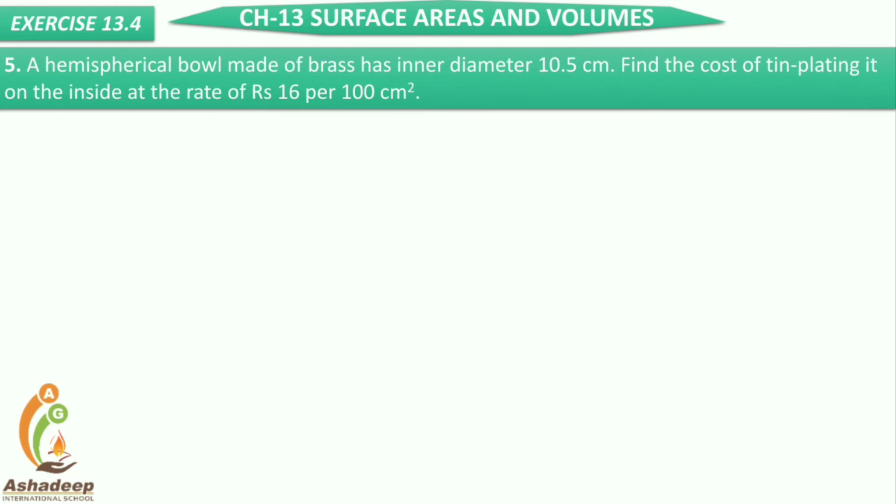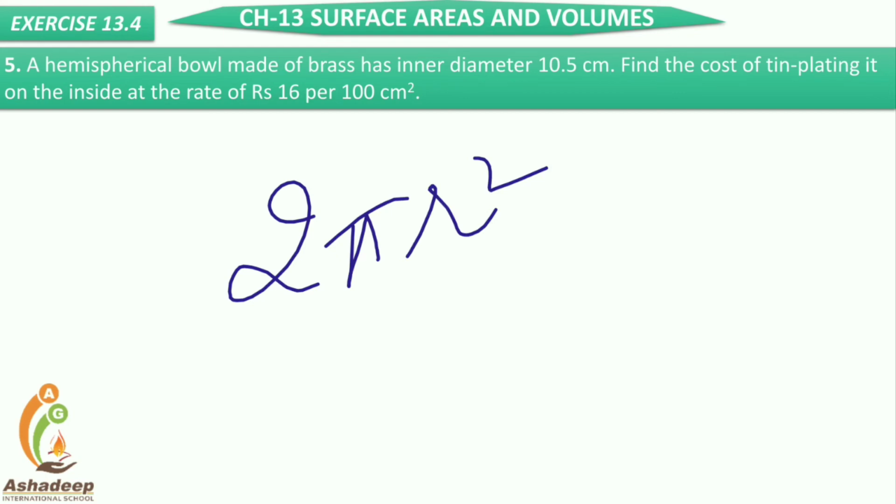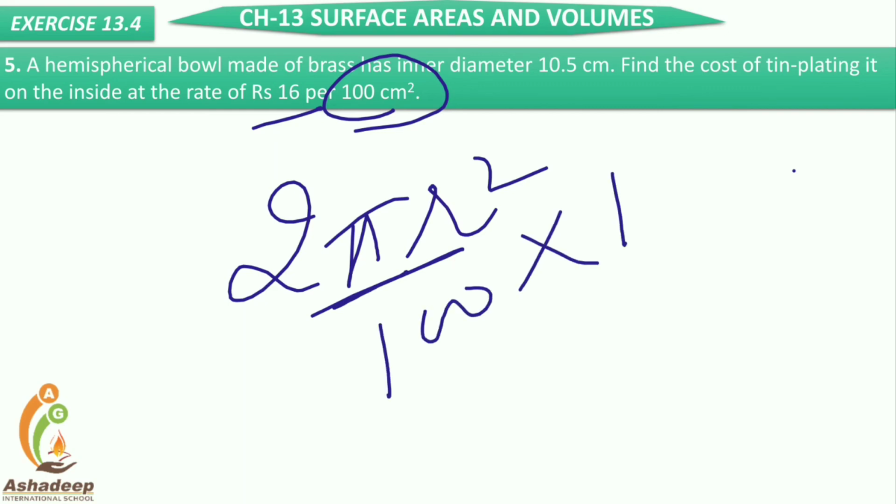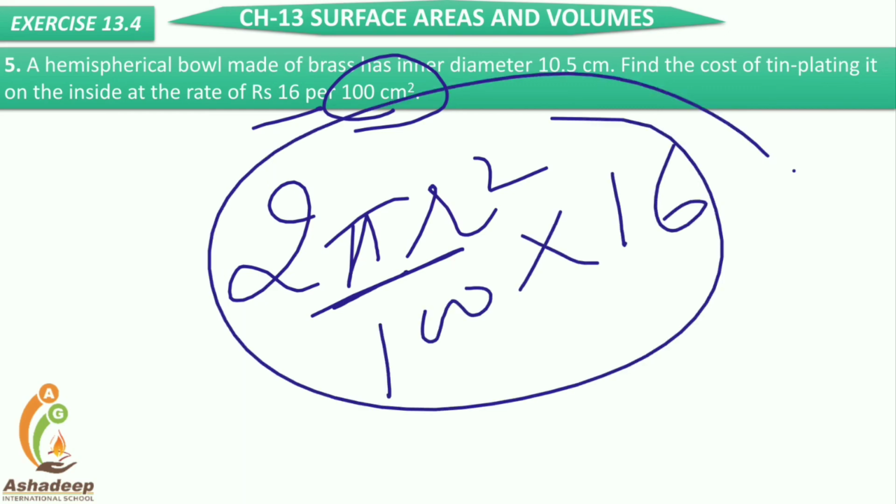तो सबसे पहले क्या करना है भाई, हेमिस्फीयर है तो हेमिस्फीयर का हम क्या फाइंड करेंगे, कर्व्ड सरफेस एरिया, दैट इज गोइंग टू बी द 2πr². अब क्या दिया है कि 100 स्क्वायर सेंटीमीटर का कॉस्ट है 16 रुपीज, राइट. तो हमारे पास 100 का इतना है, तो ये जो भी आंसर रहेगा उसका कितना, सो इट्स डिवाइडेड बाय 100 मल्टीप्लाई बाय 16. सो ये हमारा होगा answer.